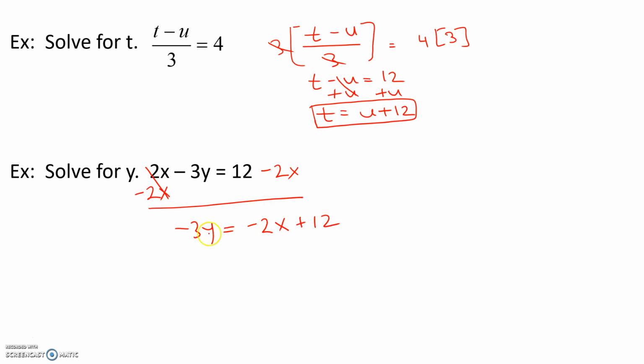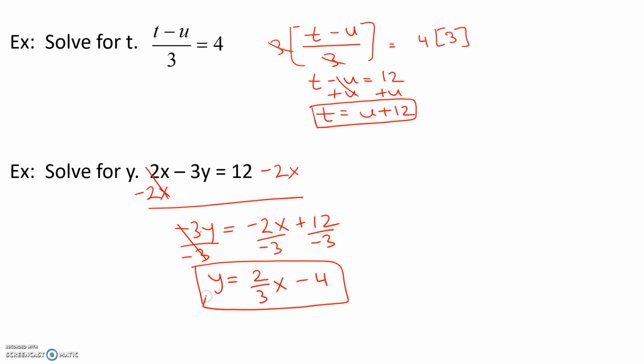Since the y is being multiplied by negative 3, the inverse operation of multiplication is going to be division. So we're going to divide each side, or each term rather, by negative 3. Negative 3 divided by negative 3 is 1, so we have the y isolated. Negative divided by negative is positive, so this gives us positive 2 over 3 x. Positive divided by negative is a negative, which gives us a negative 4. So our answer is y equals positive 2 over 3 x minus 4.